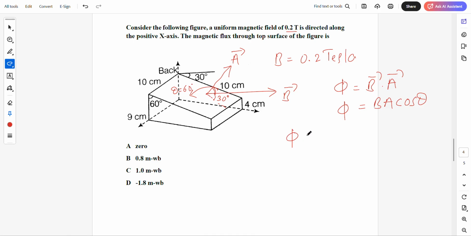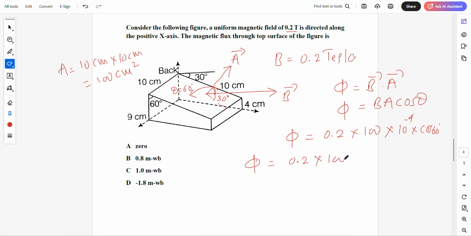Now I can write phi is equal to B h, given 0.2. How to calculate area? 10 centimeter into 10 centimeter. Area is what? 10 centimeter into 10 centimeter, how much is it? This will be equal to 100 centimeter square, means 100 into 10 to the power of minus 4 meter square. Theta is how much? Into cos of 60 degree, right? That is phi is equal to 0.2 into 100 into 10 to the power of minus 4 into 1 by 2. How much is 1 by 2?